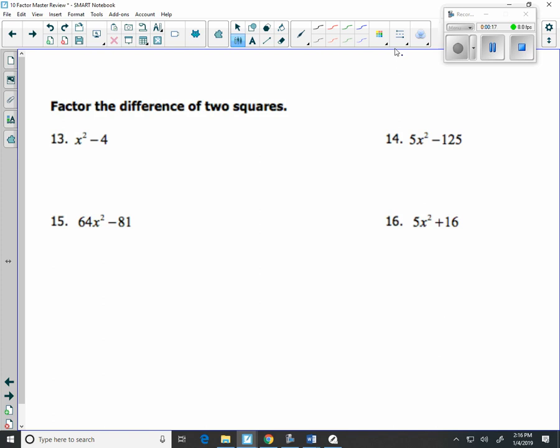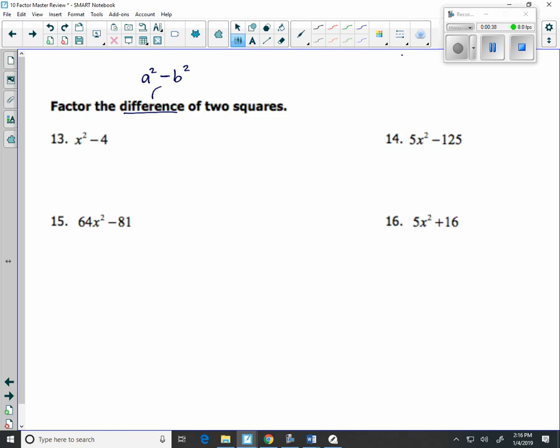What we know about difference of squares is that it's a difference, so you're going to see a minus in the middle. And it's squares, so it's going to be two square terms. You're only going to have two terms if you have a difference of squares. So looking for two terms is a good step. Looking for a minus in the middle is really helpful.